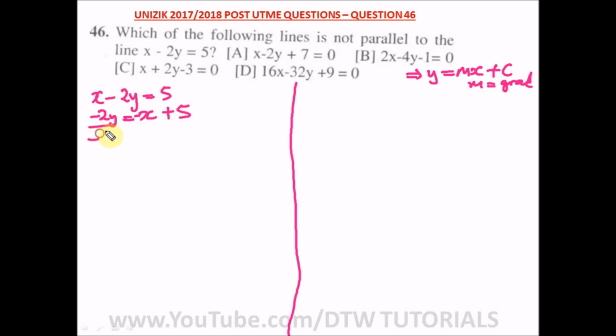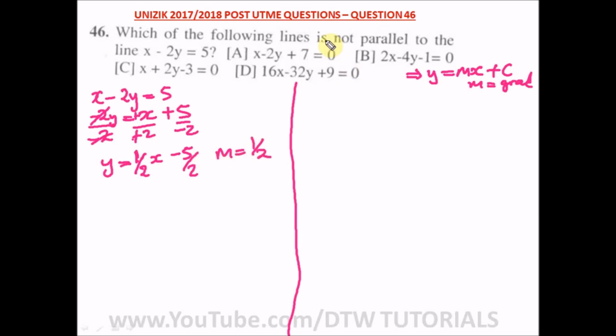Divide both sides by minus 2. This will cancel out, we're left with y. This negative sign will cancel out this negative sign, and we're left with y is equal to 1 over 2x. This sign will multiply this minus 5 over 2. So here our gradient is 1 over 2, that is half.